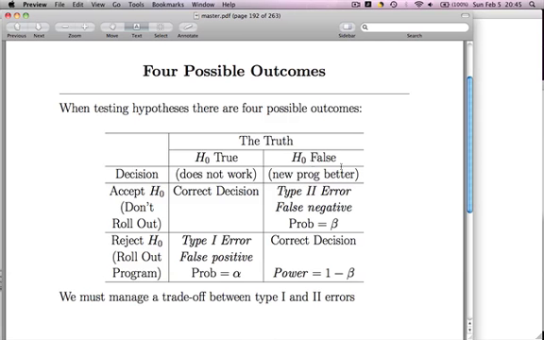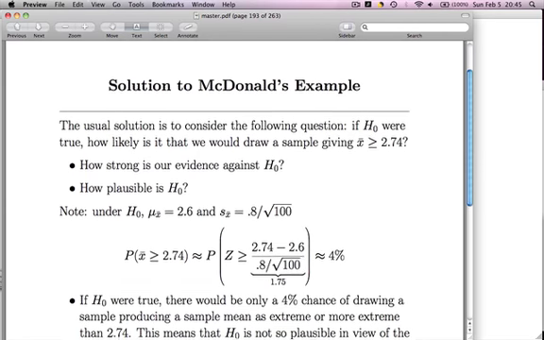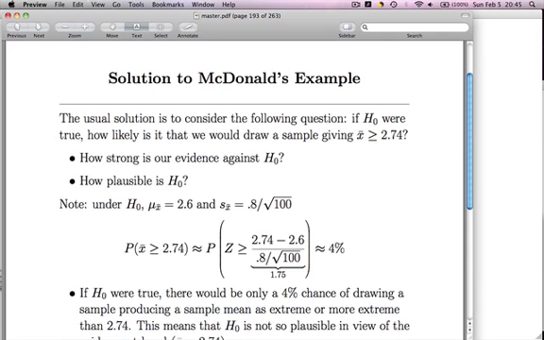Let's talk about the other type of error. The other type of error is where the new program is in fact better, but we decide not to roll it out, and therefore we've missed an opportunity. This is called a type 2 error, and sometimes you'll hear it referred to as a false negative. The probability of making one of those is usually referred to as beta. So with that said, let's go back and examine the McDonald's data.